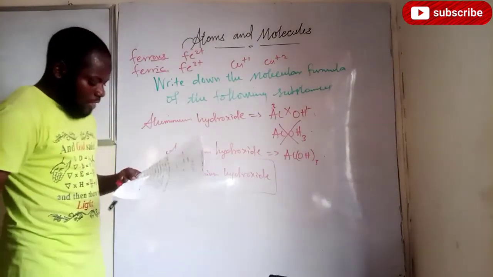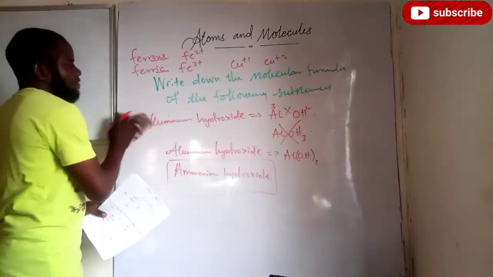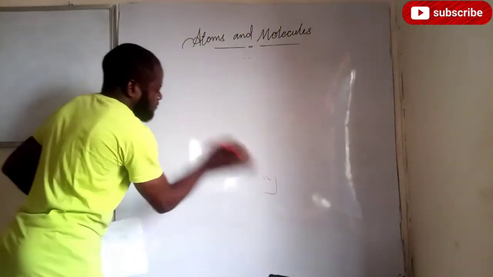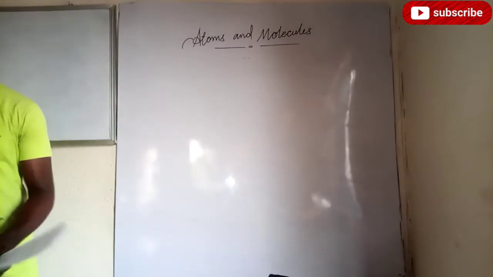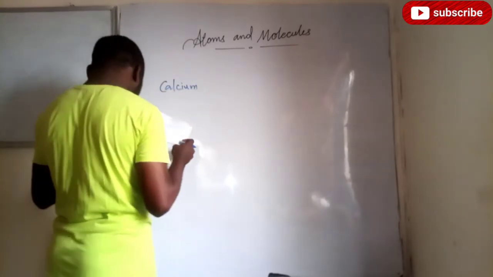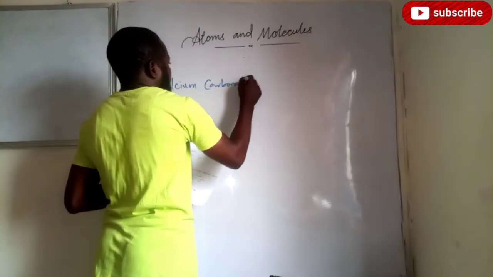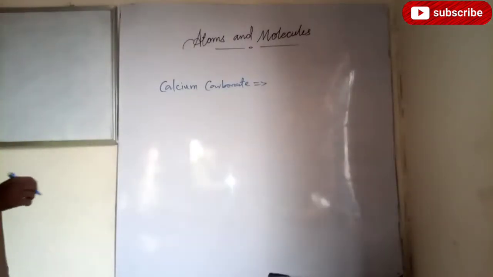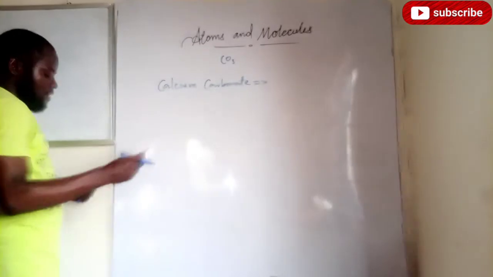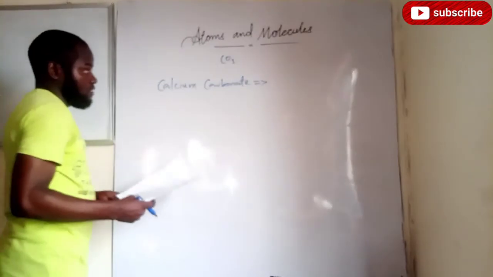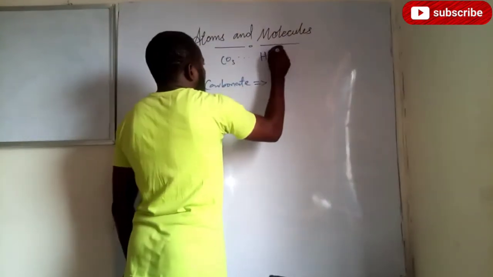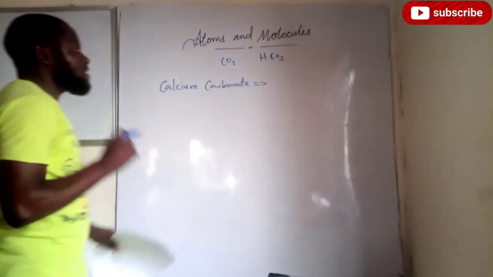Okay, so let's move on to some other ones like calcium carbonate. How do we write down the molecular formula for calcium carbonate? When you talk about calcium carbonate, carbonate means CO3. That is carbonate. And we have bicarbonate, HCO3. That is bicarbonate.